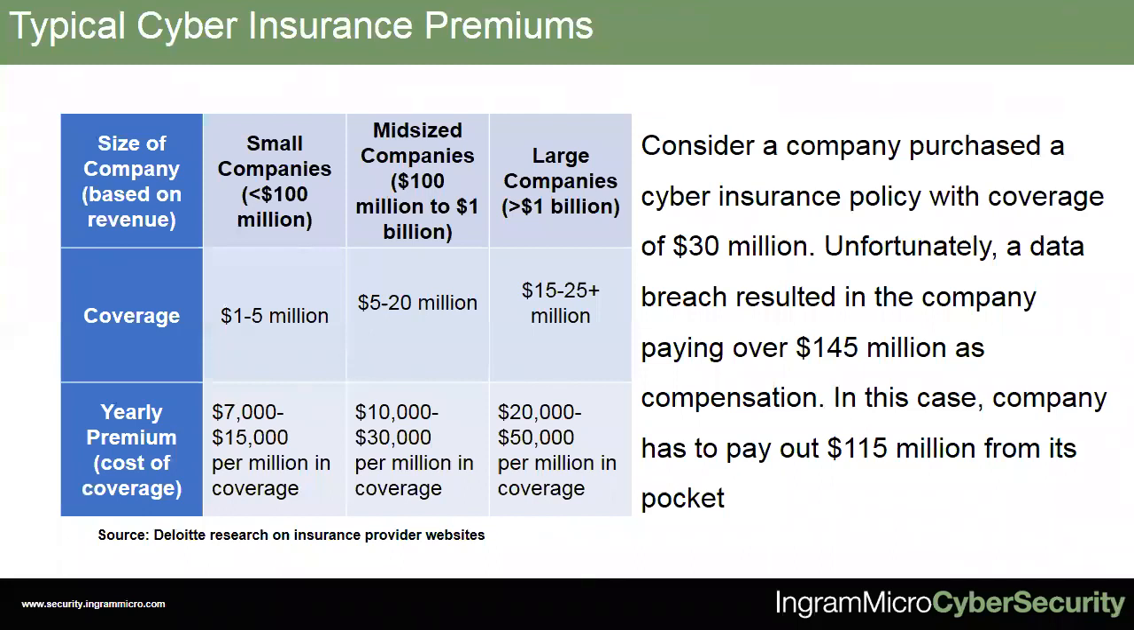Just to talk about an example, consider an organization that has taken $30 million in coverage, and unfortunately a data breach resulted in the company paying over $145 million, maybe to their consumers, or maybe some authorities put some kind of penalty. So in this scenario, you can see that 145 minus 30 is equal to $115 million they have to pay from their own pocket. What I'm trying to say in this example is that they have not properly understood what level of risk they might face. So that's why they have taken coverage of a very small amount.